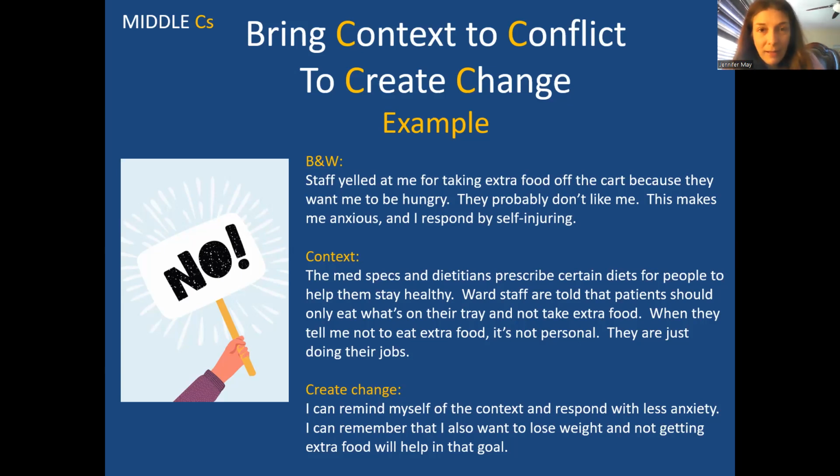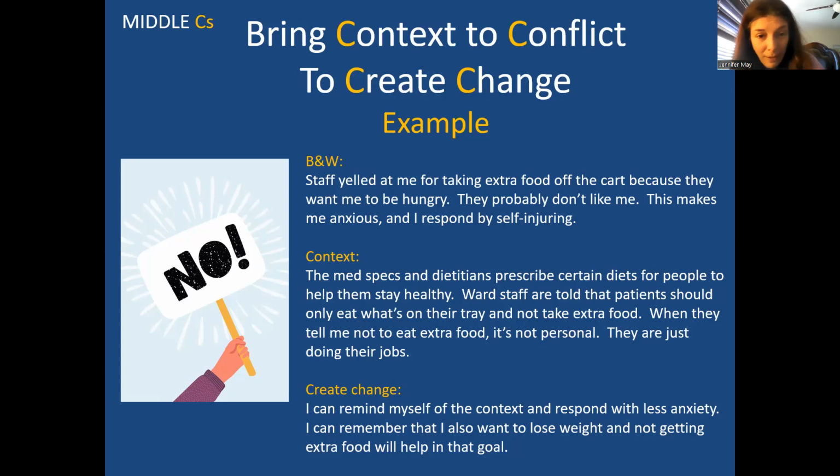There was somebody I was working with who felt hungry a lot. He said he wanted to lose weight, but he was always really hungry and he was always trading food with people or going to the cart to try to get extra food. Like maybe someone brought back a tray and didn't finish their food, so he would go to their tray and take extra food. And then the staff would, quote unquote, yell at him for doing that. And he was so distressed about the staff yelling at him that it created a lot of anxiety. And a lot of times in response, he ended up engaging in self-harm behaviors.